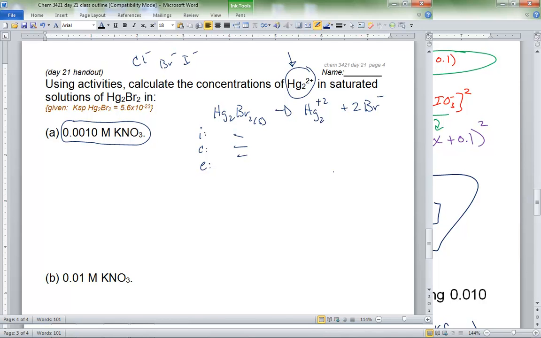And remember, bromide has to be squared. Activity of bromide has to be squared. So that means its activity coefficient and its concentration have to be squared too.